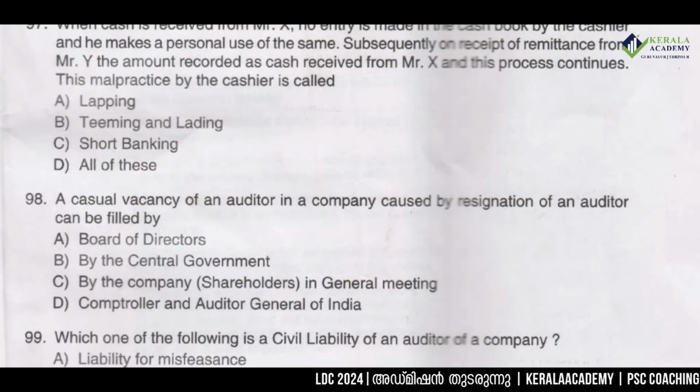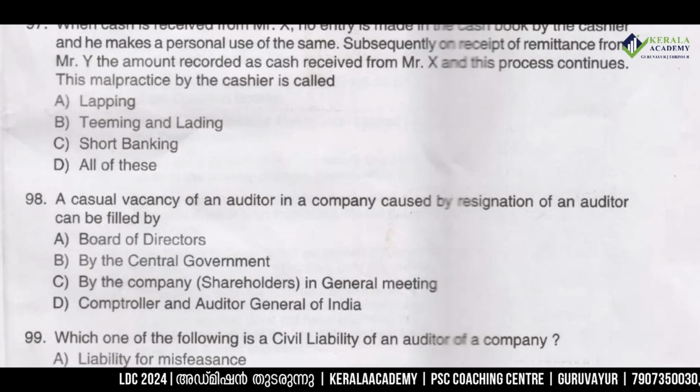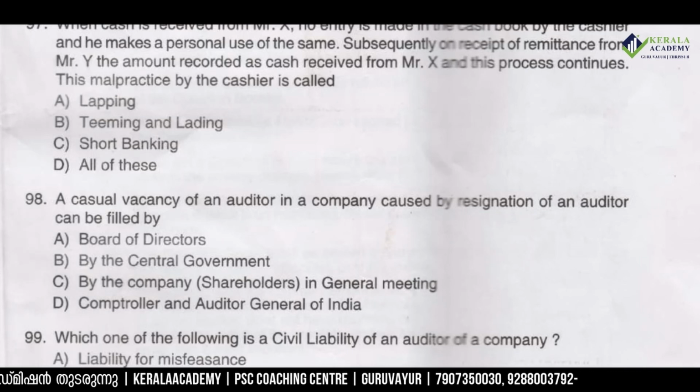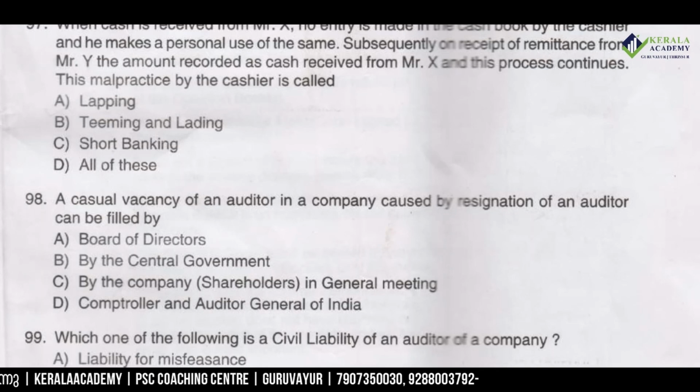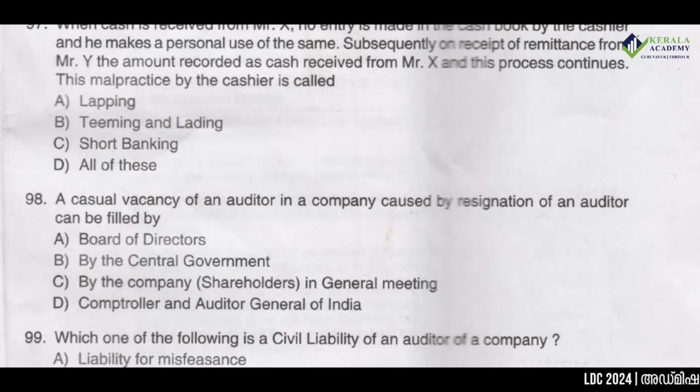When cash is received from Mr. X, no entry is made in the cash book by the cashier and he makes a personal use of the same. Subsequently, on receipt of remittance from Mr. Y, the amount recorded as cash received from Mr. X and this process continues. This malpractice by the cashier is called lapping, teaming and lading, short banking, all of this. I have a doubt about the answer to this; I think it is lapping.